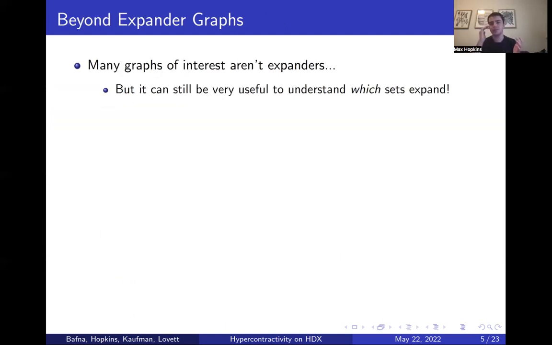But the story doesn't end here. It really just starts, because many graphs of interest that we care about aren't expander graphs, right? Structured objects like the hypercube, for instance. But it turns out that on these objects, it can still be really useful to understand the finer-grained structure of expansion. Which sets are expanding? What are the obstructions to expansion?